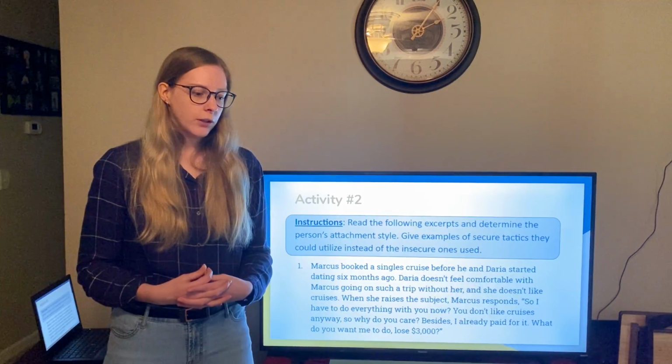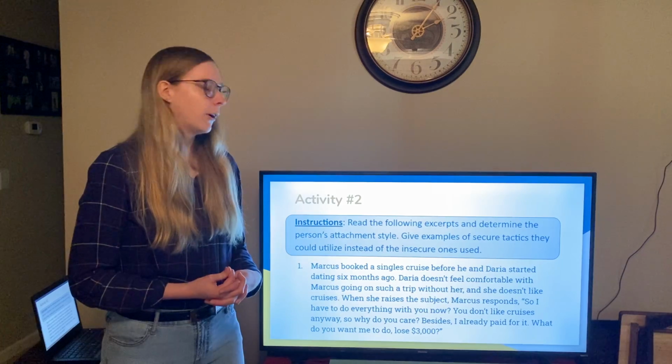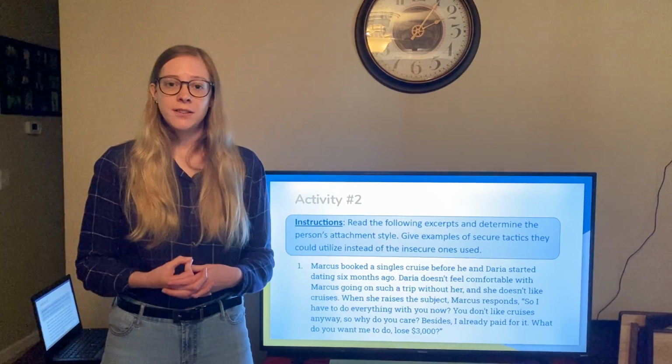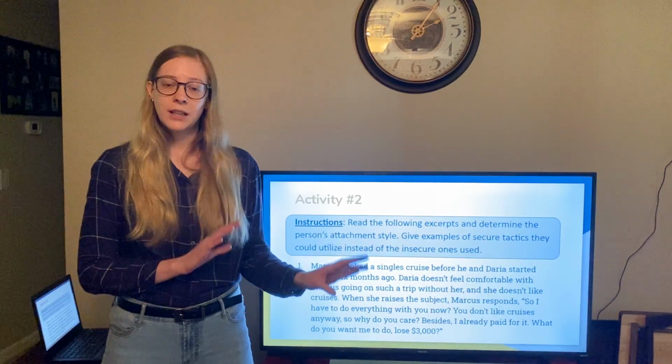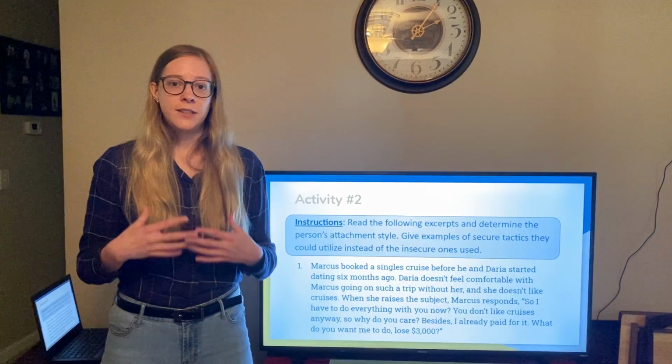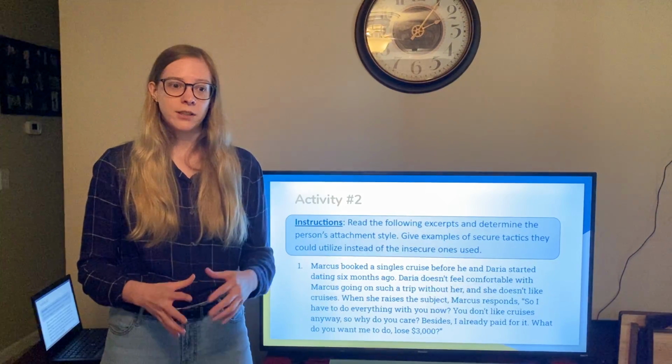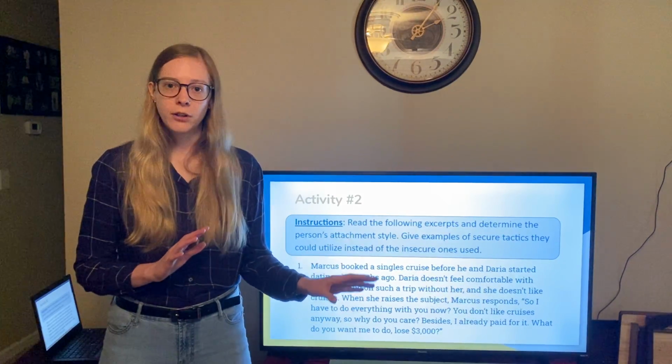So Marcus just could have been a lot more understanding about Daria's concerns, but because he was avoidant and he felt like she was being clingy towards him, he used these deactivating strategies and tried to limit the closeness that he had with her.